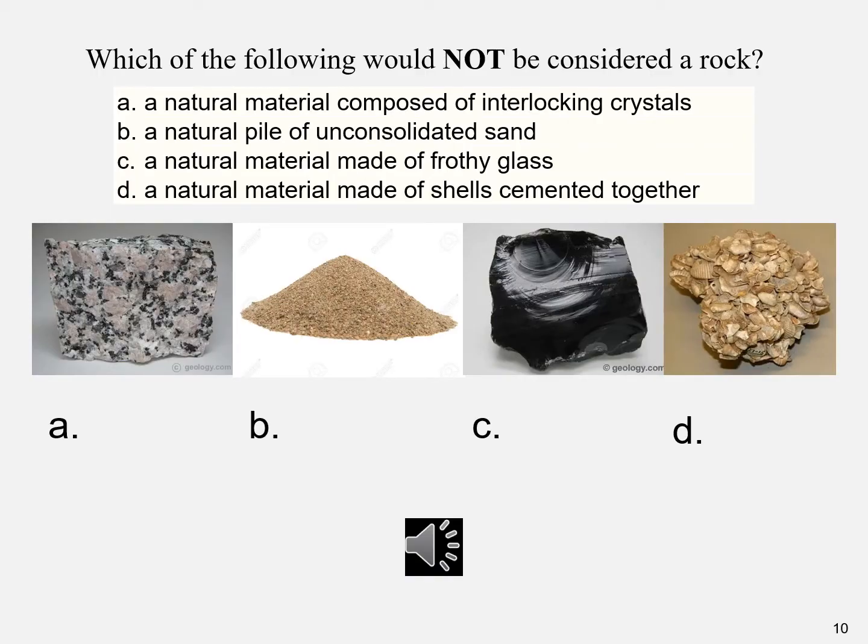Look at this image and determine which picture would not be considered a rock. If you chose B, you would be correct. Why? Because it is a pile of unconsolidated sand grains or sediment.